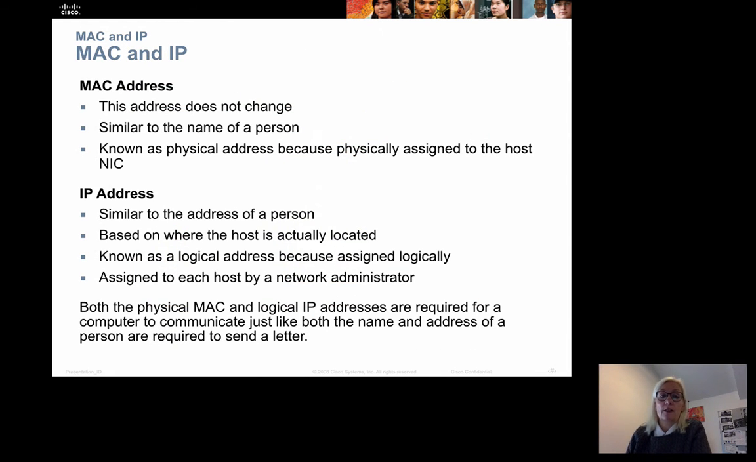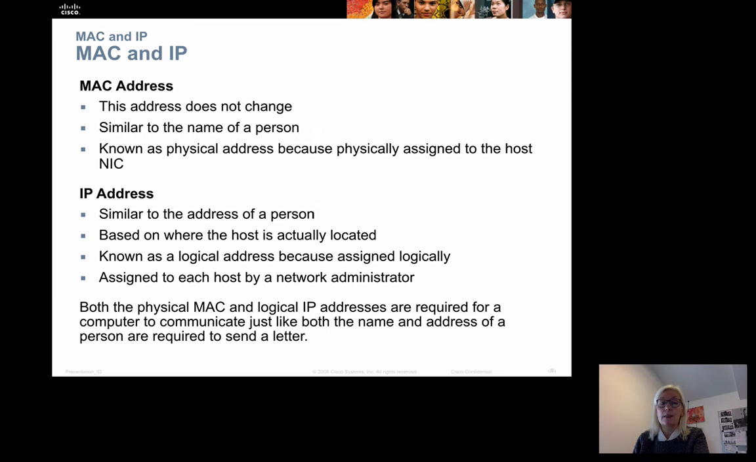The MAC address does not change. It is similar to the name of a person. It doesn't change no matter what kind of network we connect to. We will still have the same MAC address. The same applies to us. If I move from one address to another, I will still keep my name, probably. And it's also called the physical address because it's physically assigned to the network interface card.